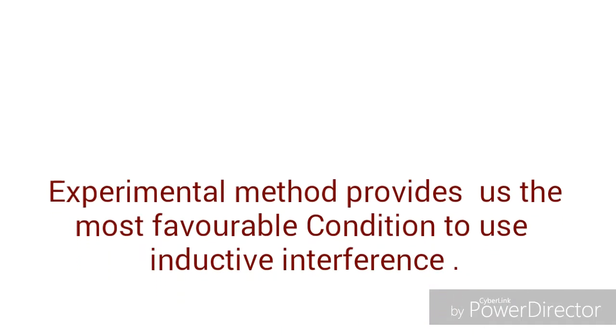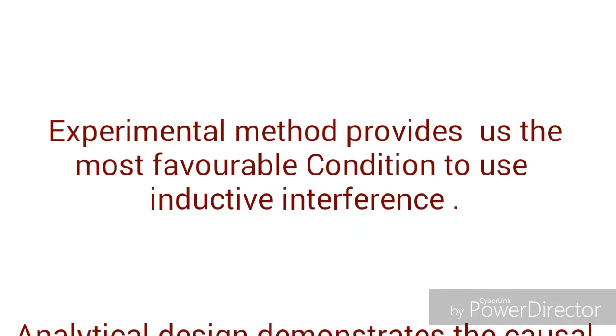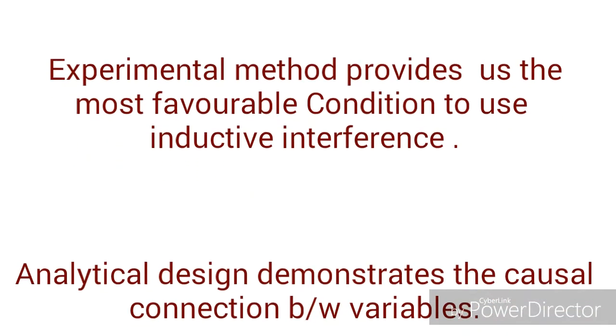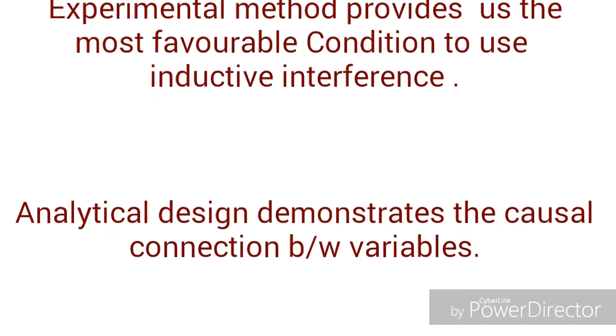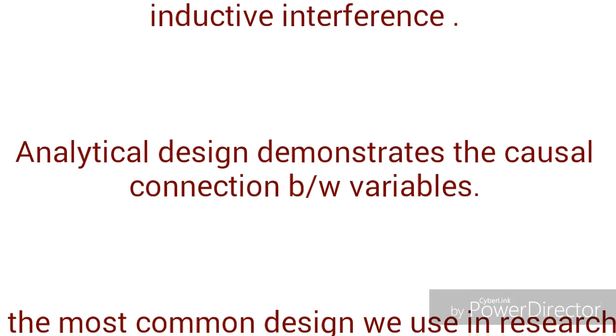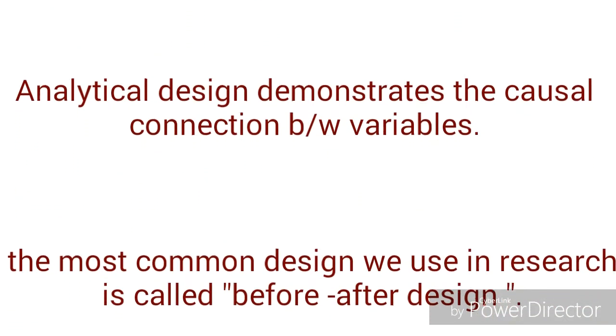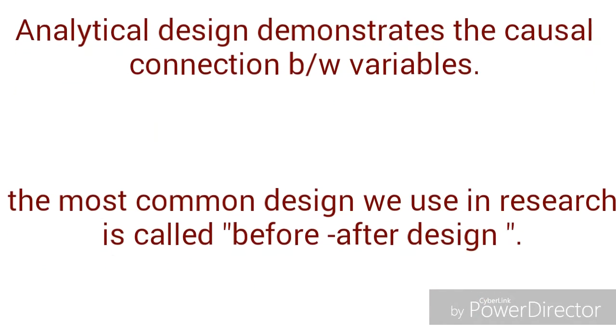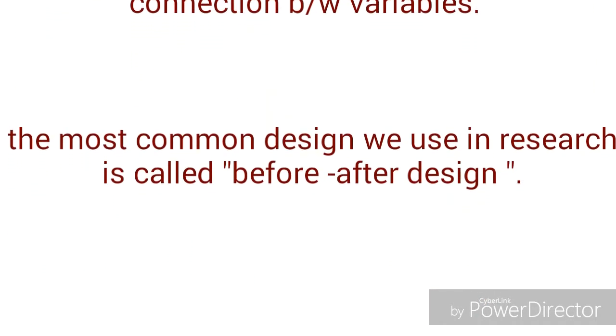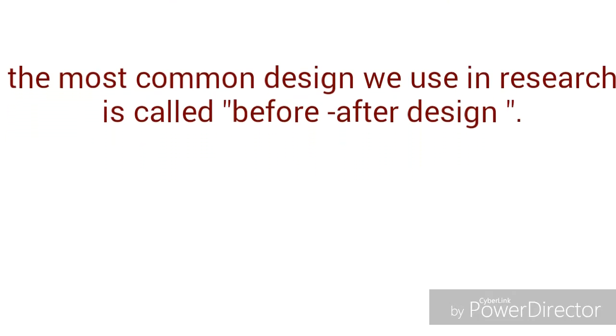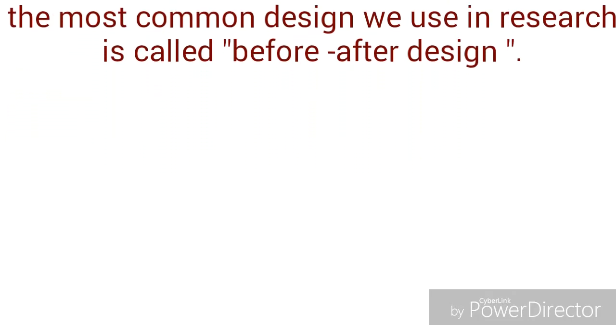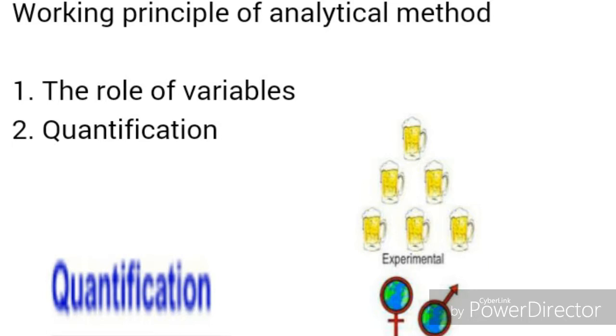Analytical design demonstrates the causal connection between variables. The most common design we use in research is called the before and after design. Why? Because it is conducted to be able to predict phenomena. Typically, an experiment is conducted to be able to explain some kind of causation. There are two principles on which analytical method works. The first is the role of variable and the second one is quantification.